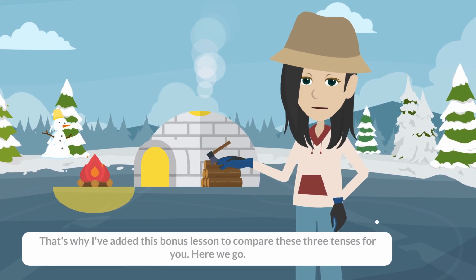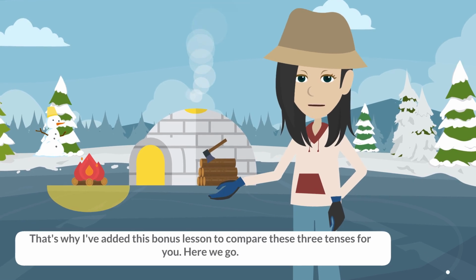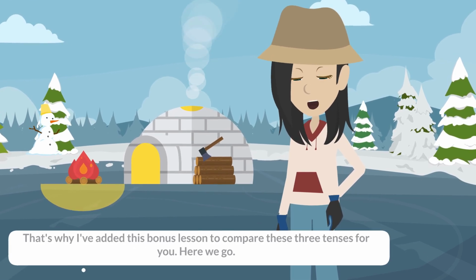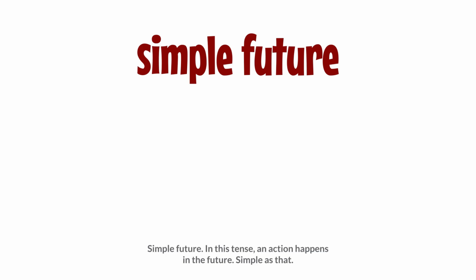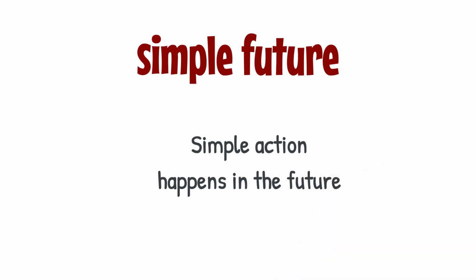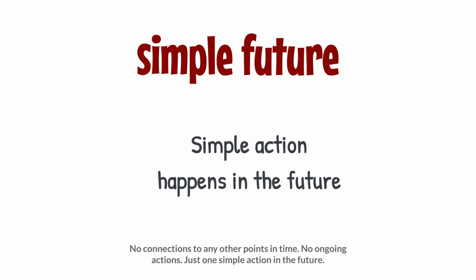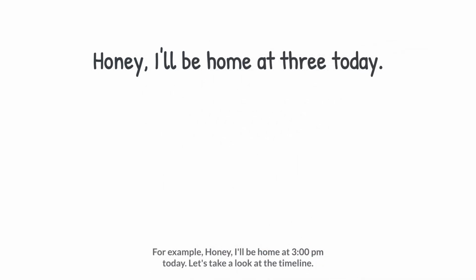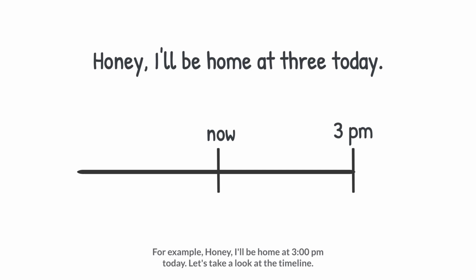Here we go. It's easier to feel the tense by looking at the example and the timeline. Simple future. In this tense, an action happens in the future. Simple as that. No connections to any other points in time. No ongoing actions, just one simple action in the future. For example, "Honey, I will be home at 3 p.m. today."